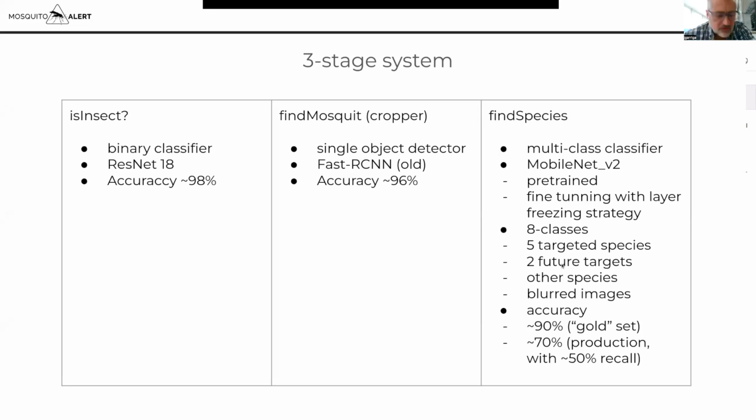Then we included 2 classes more because in the near future we devised these classes will be necessary to identify, for the public health implications that they might have. And these are the Anopheles and Culiseta. And then we included two extra classes more.